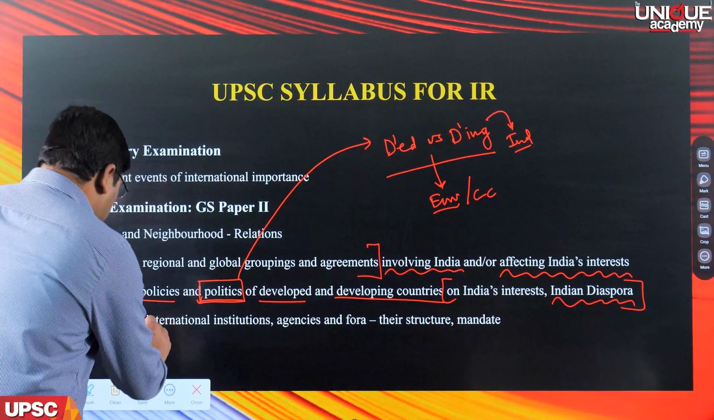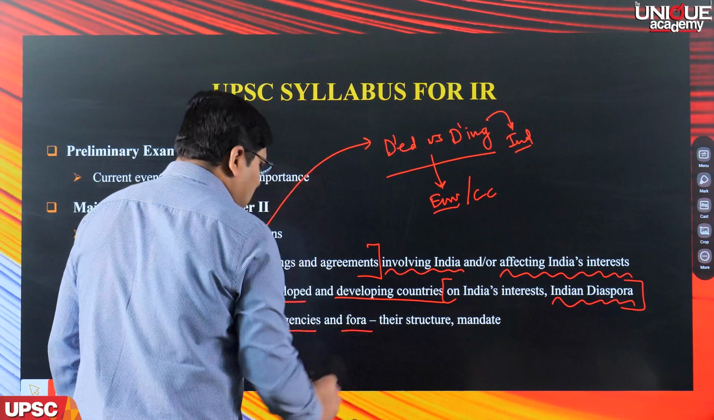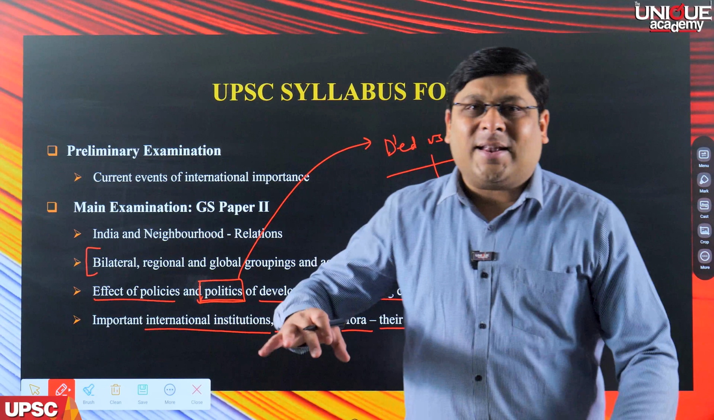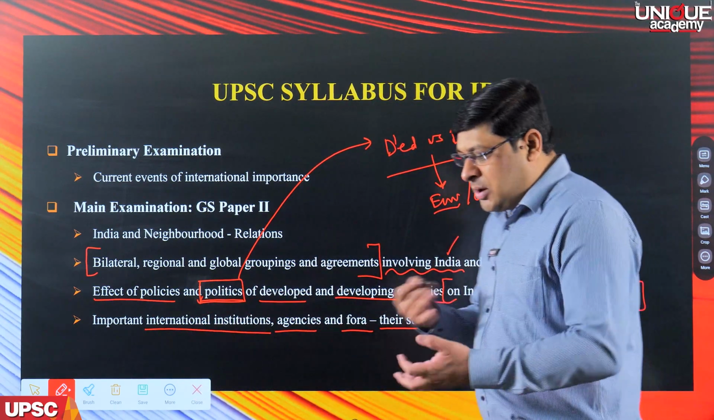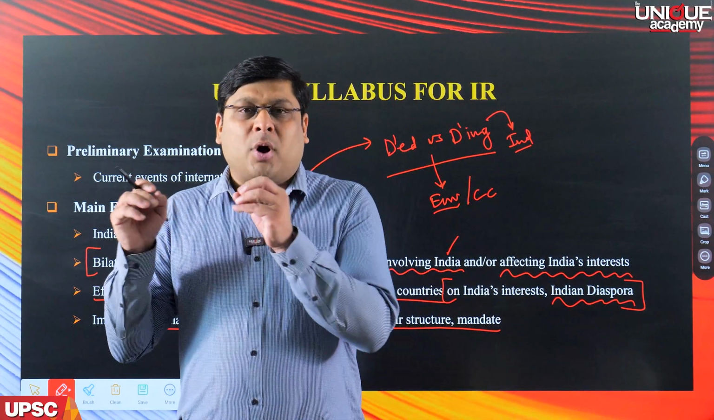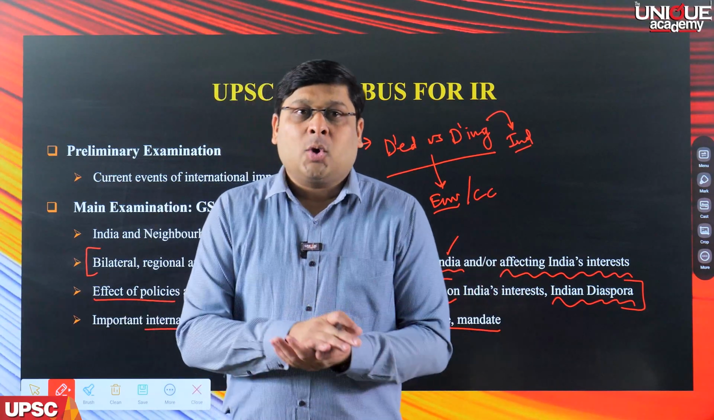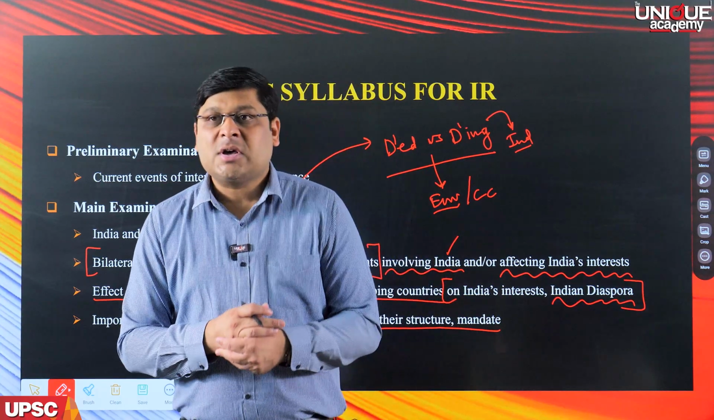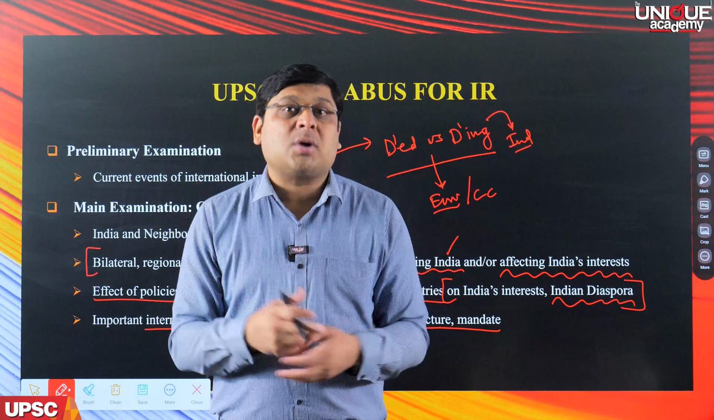Number 4, important international institutions, agencies, and fora, their structure and mandate. Now here, you don't need to add that suffix, involving India, impacting India's interest and all that, because for most of the important fora and organizations, India is already a part. Where India is not part, say like the NPT, that also needs to be discussed, because India being a nuclear power, why is India not part of the NPT? That becomes an important topic again.